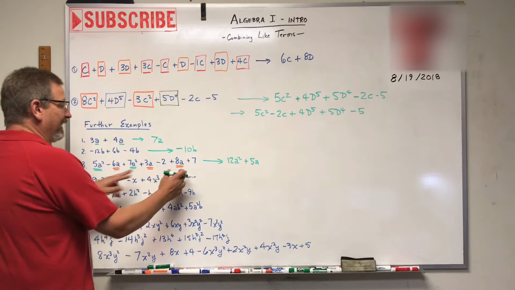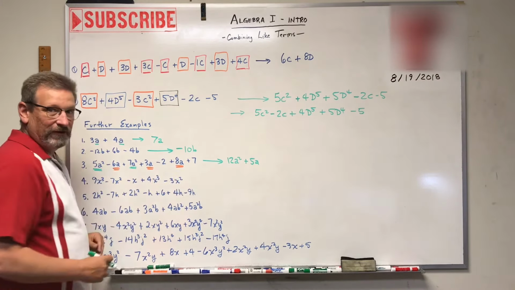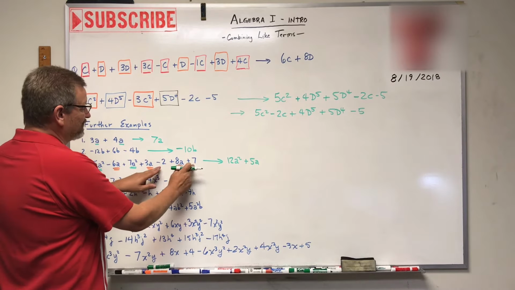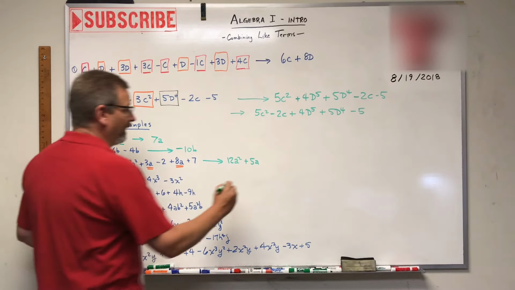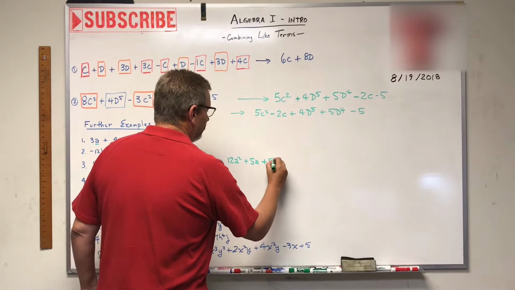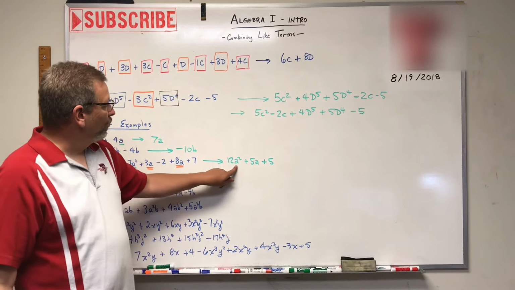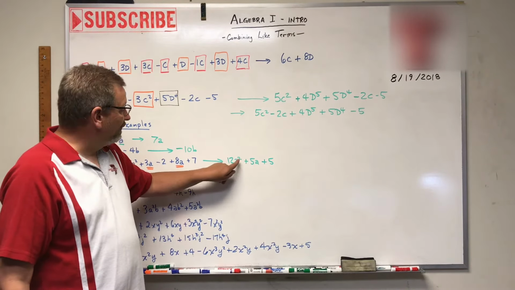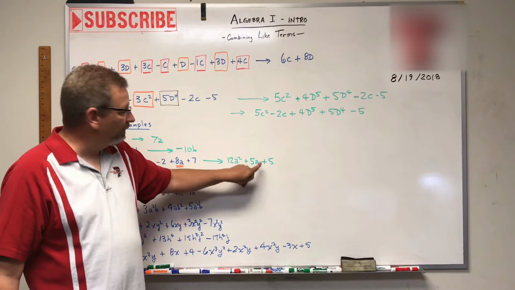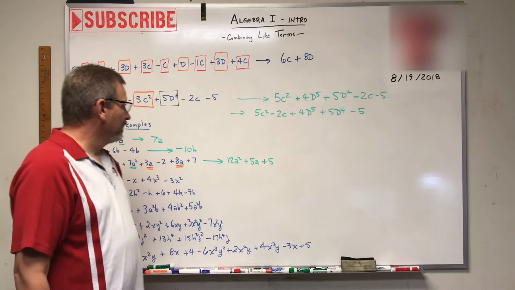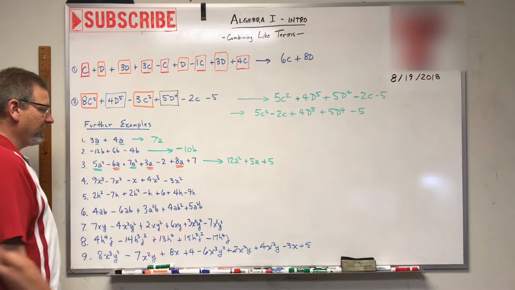The only thing we haven't added up are the constants, so they just go together, and 7 minus 2 is 5. So plus 5. And we have these in order of the exponent, right? The biggest exponent, and then this is a little understood 1 exponent. And there you go. Okay?